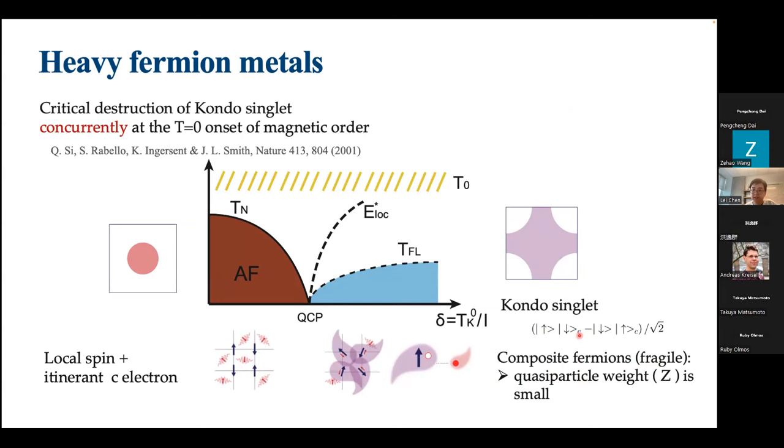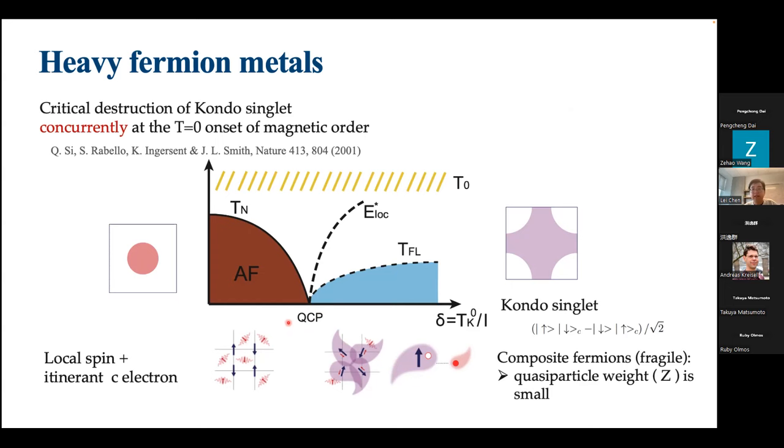We can therefore introduce this type of phase diagram, which is captured by two kinds of energy scale. One is this Néel temperature, which describes the order and disorder transitions. The other one is this E-local star, which describes the hybridization and dehybridization transition between the local spins and the conduction electrons. By tuning the parameters, we can realize different kinds of phase transitions, and the particular case, the so-called Kondo destruction quantum criticality, is that these two types of energy scale vanish concurrently at the same point.